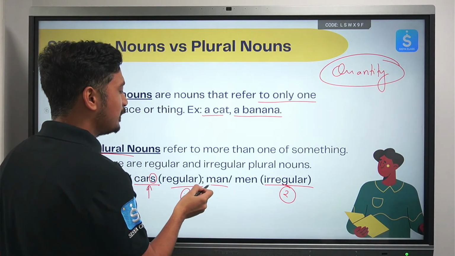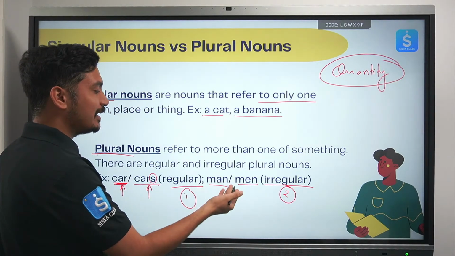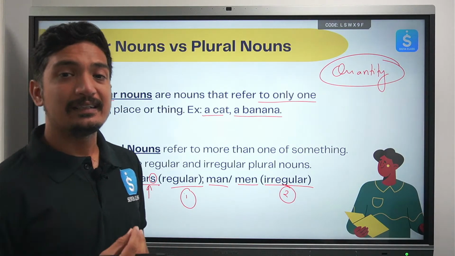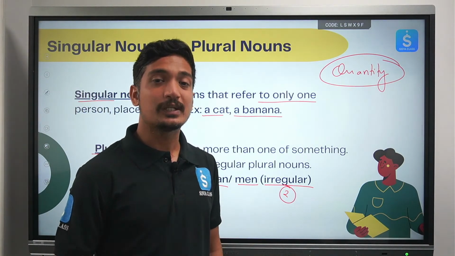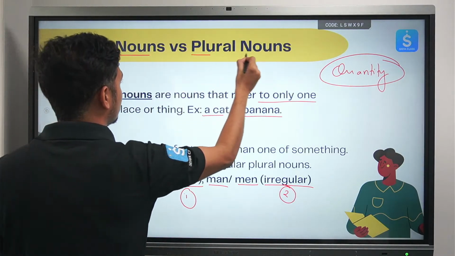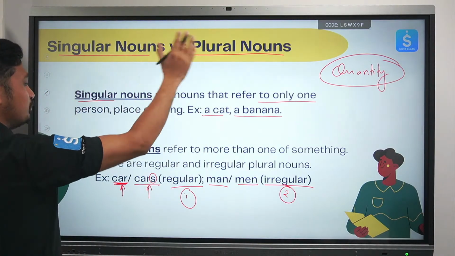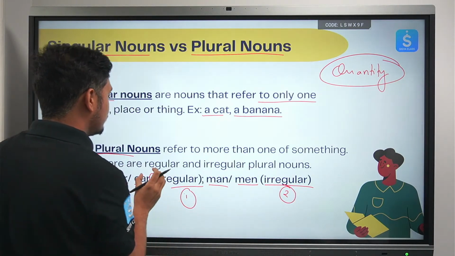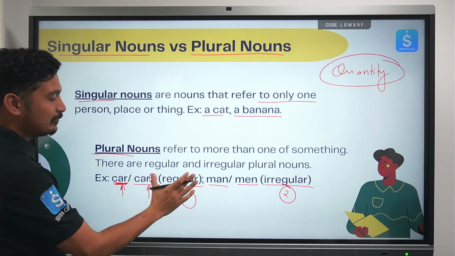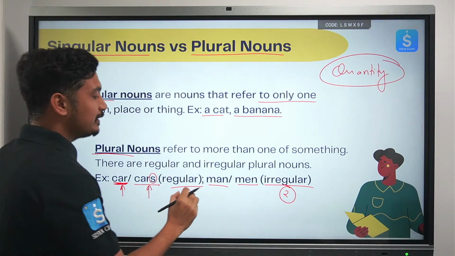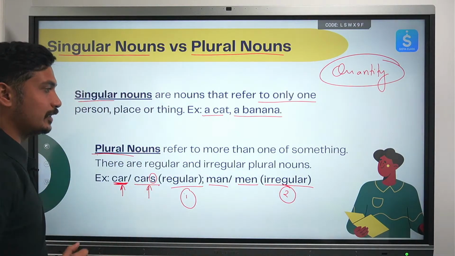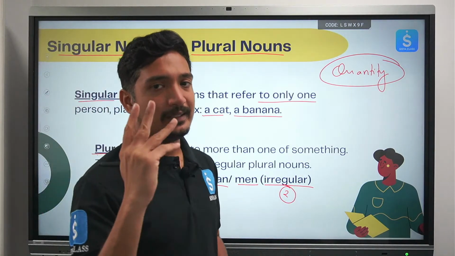For example, man will become men. Here you are not adding any additional suffixes, but you are changing the word itself. When you are changing the word itself, it is a clear indication that it's an irregular plural noun. Okay, so based on the quantity, we have singular nouns and we have plural nouns. Singular nouns will be only one and then plural nouns will be of two categories. If the plural noun is suffixed with additional letters from the singular form, then that will be considered as a regular plural noun, and if you are completely modifying the word itself, then that will be considered as an irregular plural noun. Okay, so based on quantity, these two nouns we have.